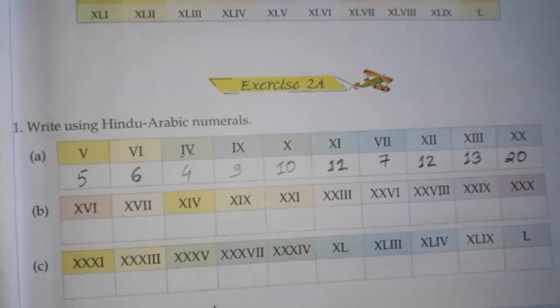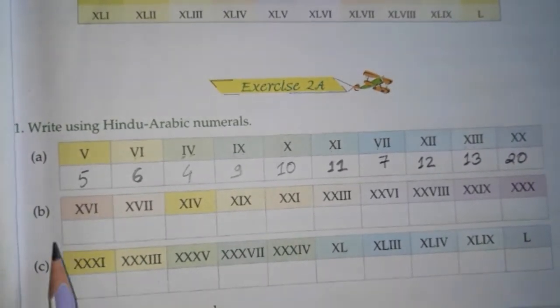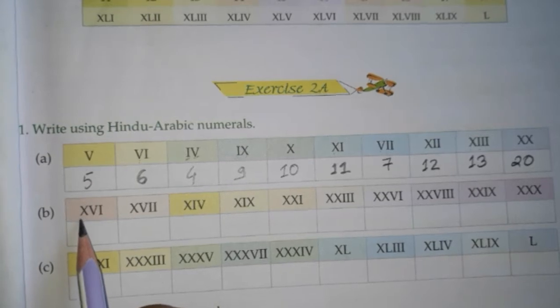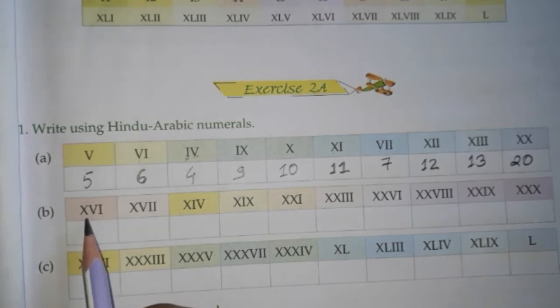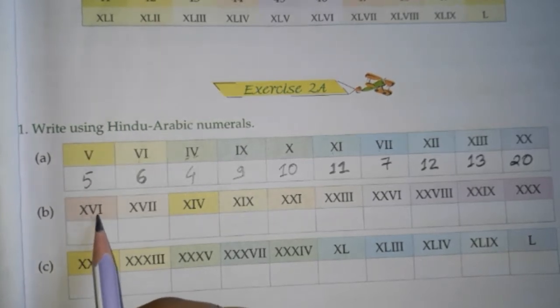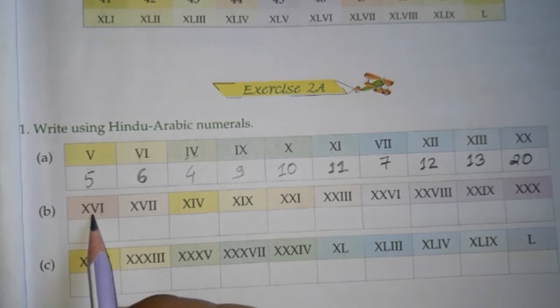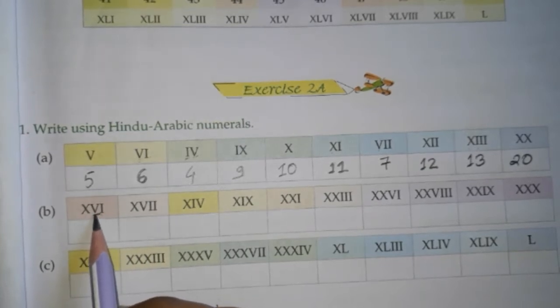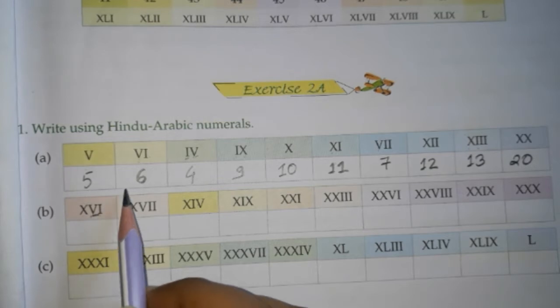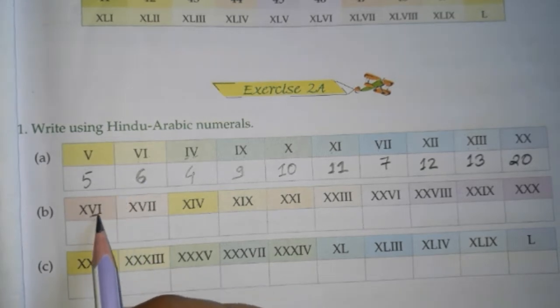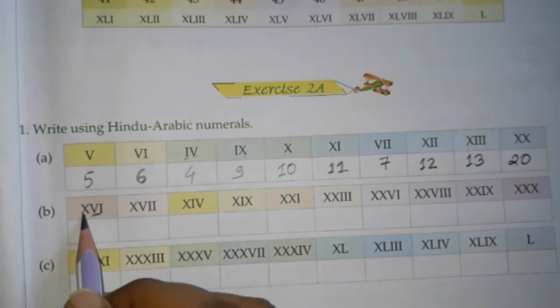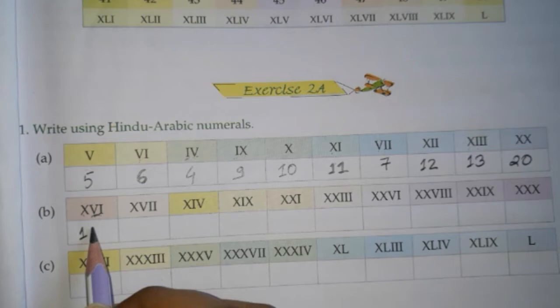The next question is XVI. This X means 10, V means 5. According to the rule, a smaller number written to the right of the greater numeral will get added. This VI means 6. We already explained VI means 6 and X means 10. 10 plus 6 will be 16.